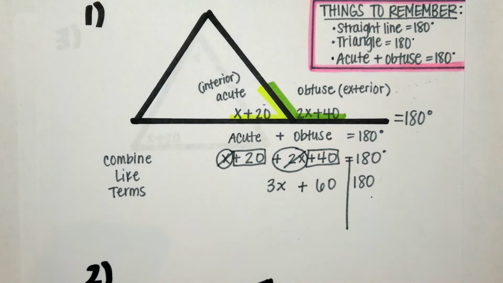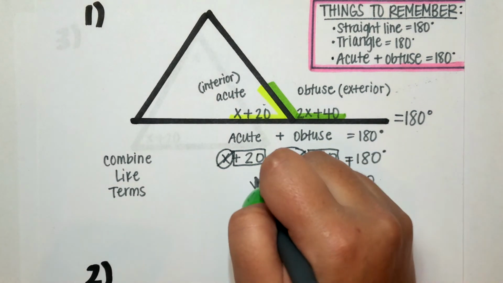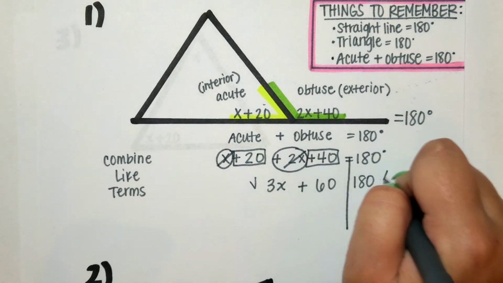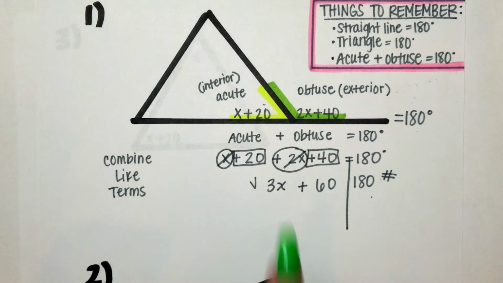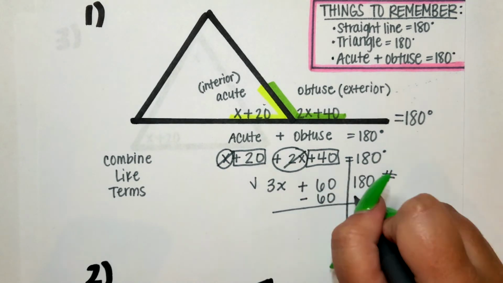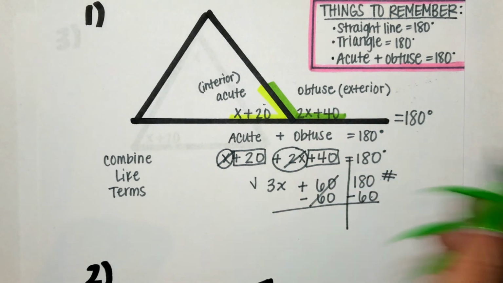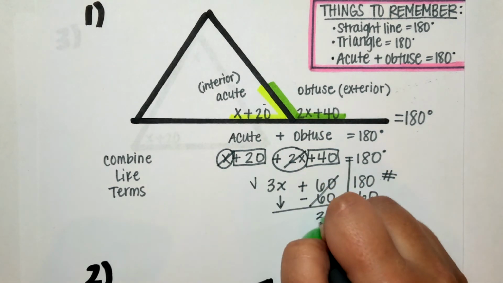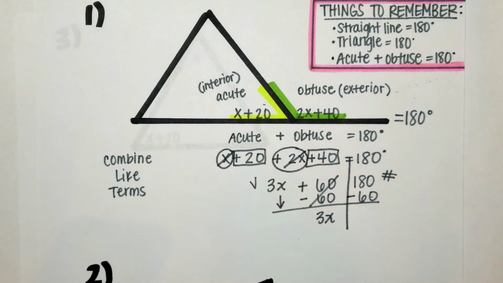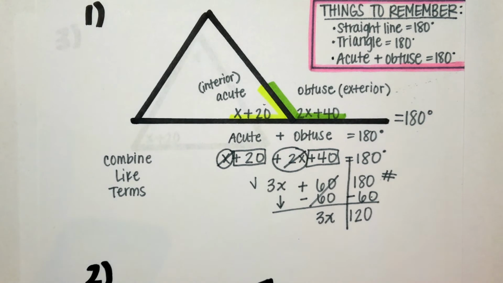Now I can solve like normal. I've got my variable on the left side only. So this is my variable side. This is my number side. So since my variable is only over here, the only thing I need to move is the plus 60. So I'm going to subtract 60 on both sides. My 60s will cancel. I'm going to bring down the 3x. And then I have 180 minus 60, which is 120.